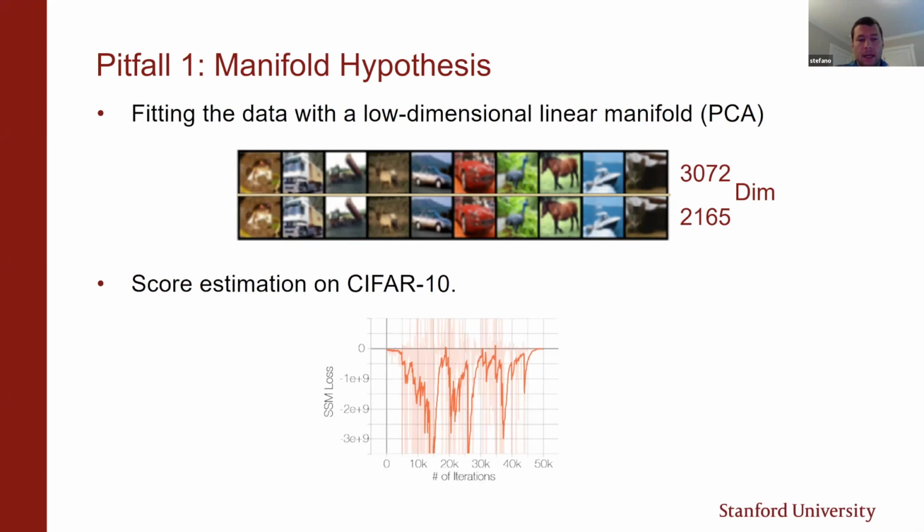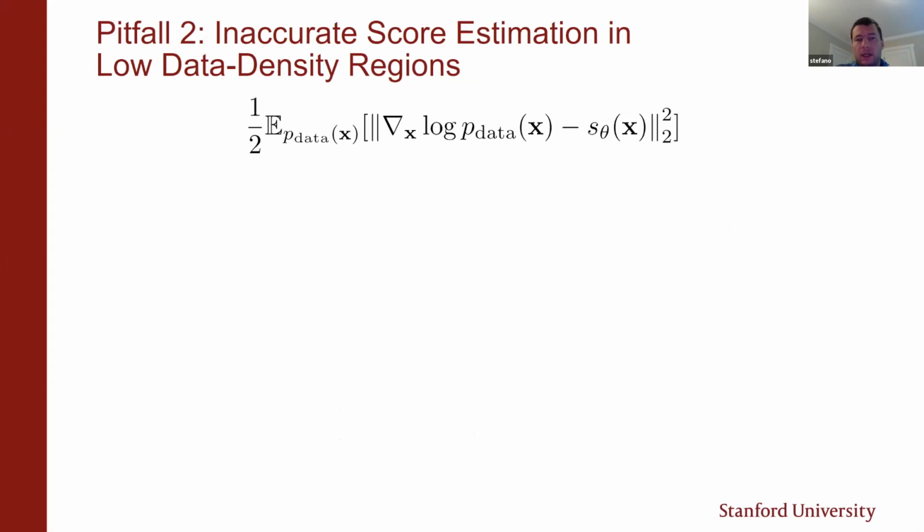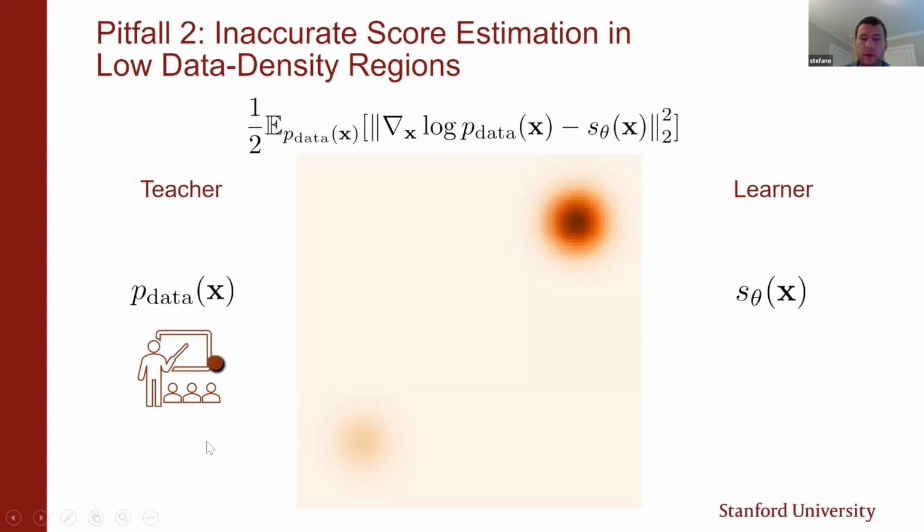That's not the only issue. The other issue is that if you look at the objective that we use when we do score matching, it involves an expectation with respect to the data density. And so we can think of this process as something that looks like this. The teacher provides us samples from the data density, and we use these samples to learn what is the underlying vector field of gradients.